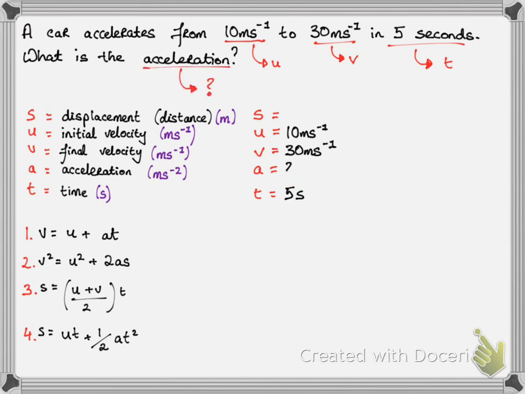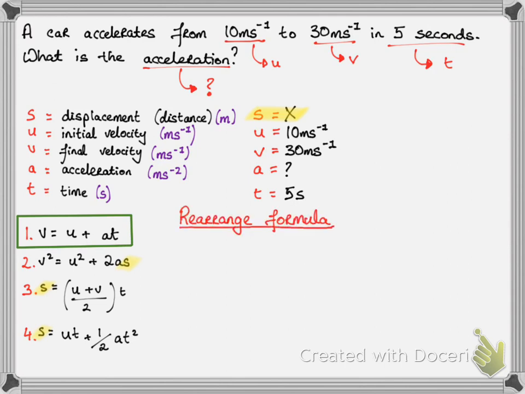You're trying to calculate the acceleration, but you're not given anything about displacement. So if we look at the 4 formulas, any ones with s in it we cannot use, because we're not given any information about it. So the only formula that doesn't have s in it is the first one, and that is v = u + at.